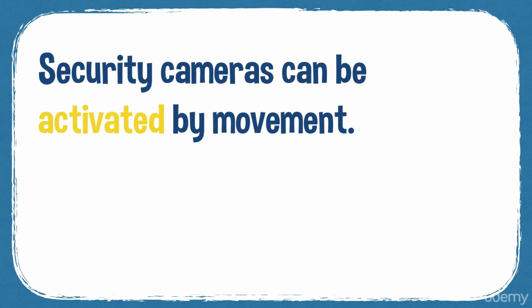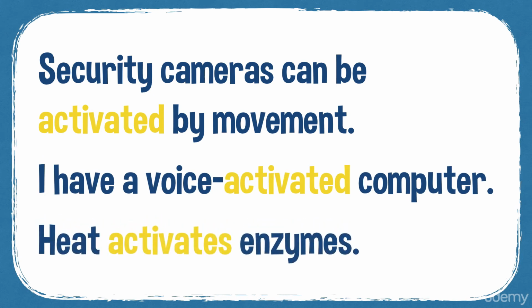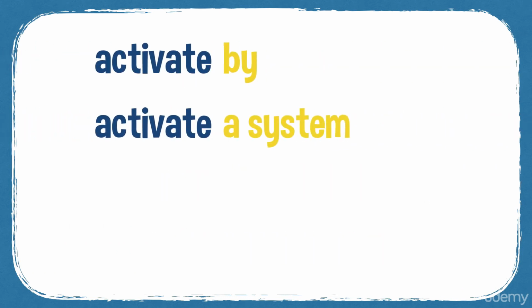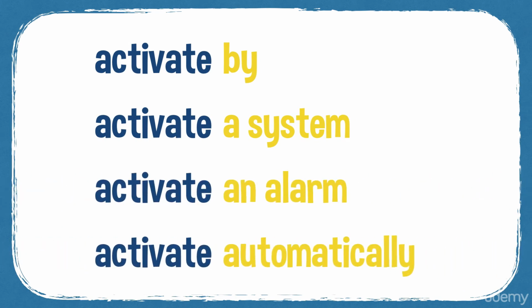So for example, security cameras can be activated by movement. So they can be started by movement. I have a voice-activated computer. Heat activates enzymes. You can activate something by. You can activate a system, an alarm. You can also activate things automatically.